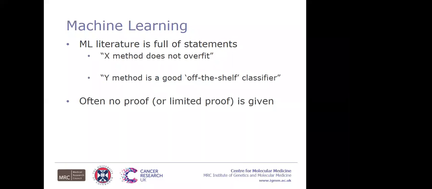So if you're not familiar with machine learning literature, it's full of statements such as X method does not overfit, or Y method is a good off-the-shelf classifier, meaning that you don't really have to understand the nuts and bolts of it. You can just download your package and apply it to your data and get robust results. You don't have to tune the hyperparameters that much. But often there's very little or no proof given in the actual manuscript that this is true. So what you tend to see are very small simulation studies with 4 or 5 variables, and that obviously isn't adequate evidence to really make these claims, especially given that these methods are really developed for use with high-dimensional data.